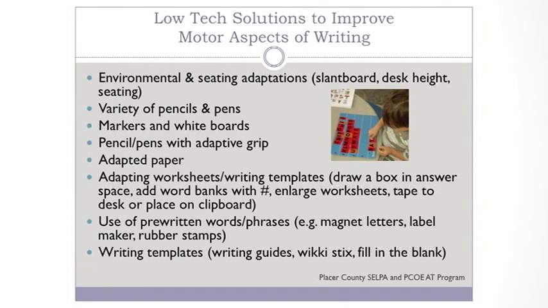Okay, I'm going to talk about writing and some tools that we use. Low-tech solutions to improve the motor aspects of writing. We can look at environmental and seating adaptations. A lot of people and classroom teachers try a variety of pencils and pens, pencil grips, and adapted paper. There are a lot of different types of adapted paper out there. Using worksheets, writing templates, and pre-written words and phrases. There are a lot of low-tech things like rubber stamps, label makers, and fill-in-the-blank worksheets. Oh, and we do have website resources for you on the website.